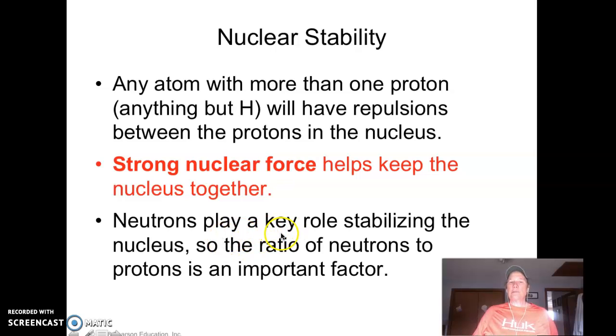Okay, so neutrons play a role in stabilizing the nucleus. The ratio of neutrons to protons is important. Again, not in hydrogen, although there are some isotopes of hydrogen with neutrons. But basically the neutron helps hold that together because you've got all these protons, all these positive charges, and positives don't want to be by each other. We know opposites attract, but there's that strong nuclear force that holds them all together so that they stay where they're supposed to. And the neutrons serve as a stabilizing force in the nucleus as well.